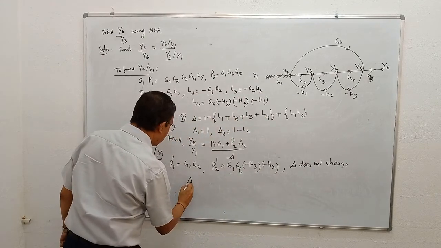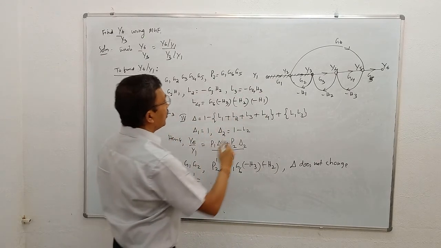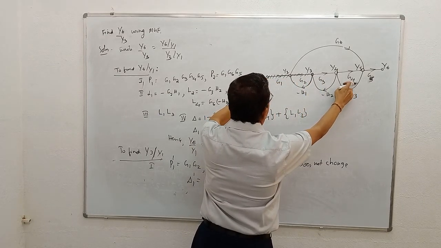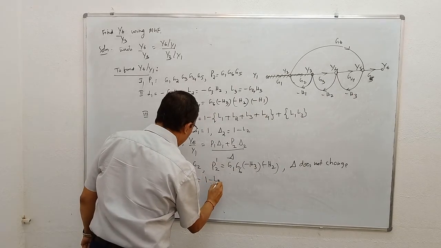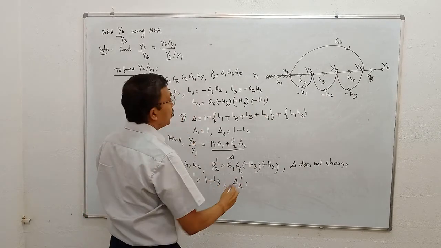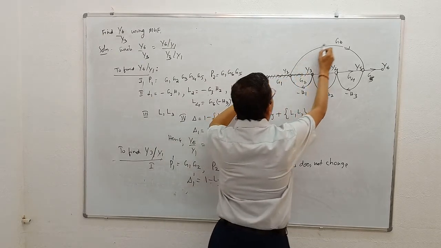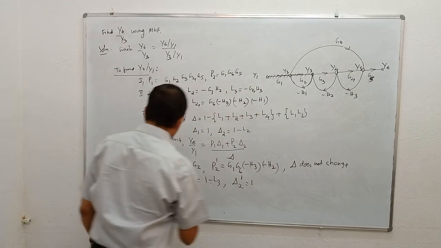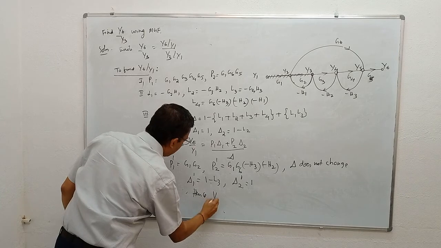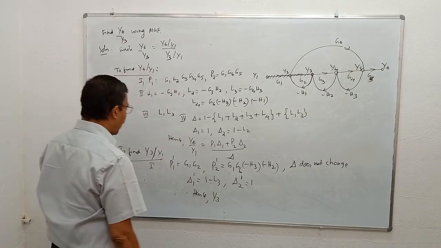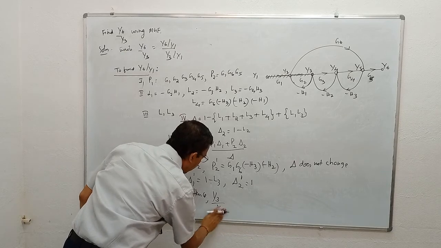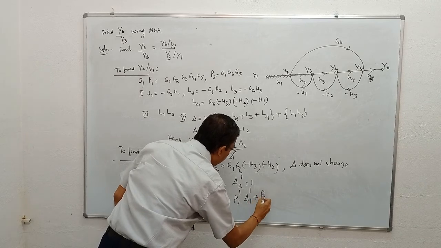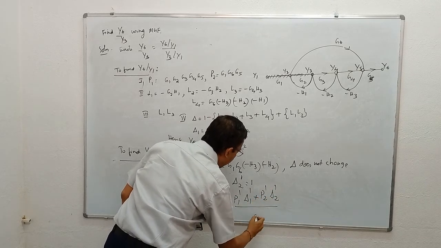However, delta 1 dash can change, will change. To this forward path, loop number 3 is not touching. So it is 1 minus L3. What is delta 2 dash? To this forward path, all the loops are touching. Therefore, delta 2 dash is 1. Hence, Y3 divided by Y1 is equal to P1 dash delta 1 dash plus P2 dash delta 2 dash divided by delta.